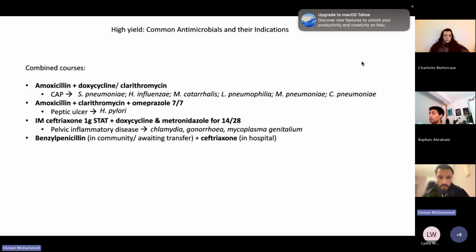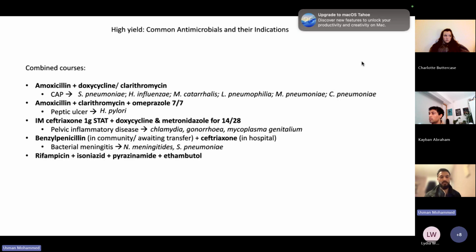Benzyl penicillin. This is what we discussed before, and ceftriaxone in the hospital. So we mentioned this already, bacterial meningitis. But what are the most common causative organisms? I keep saying agents, sorry, I mean organisms. I think someone mentioned it before as well. So you've got Streptococcus. Yep. Nice area as well.